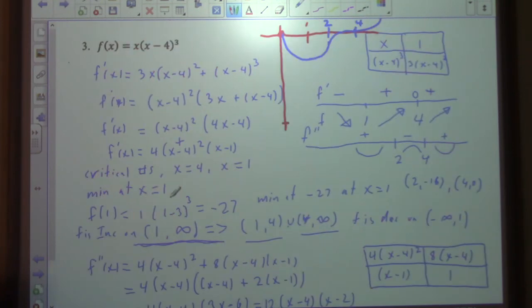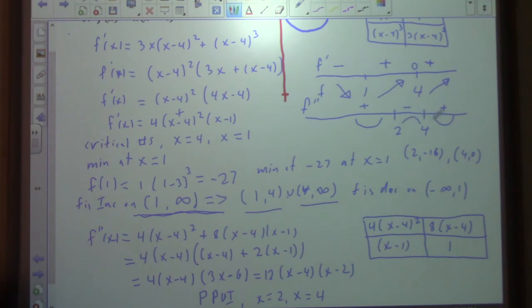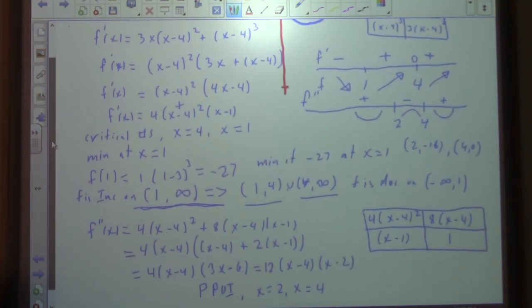And I think I had it worked out from last year. Yeah, it's the same thing, right? Yeah, that was from last year. Yeah, x equals 2, x equals 4.